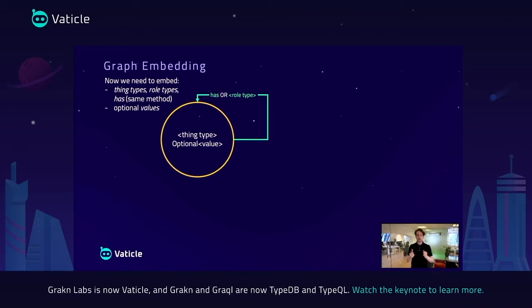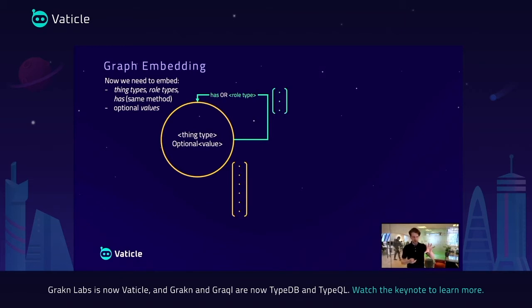So what we want to embed is all of the different thing types that we have in our graph, and we also want to embed the role types, and also, as an aside, has, just as a type of its own. We also need to be able to embed values. We need to understand what the values look like compared to one another, so we probably want some vector space to be able to contain that.